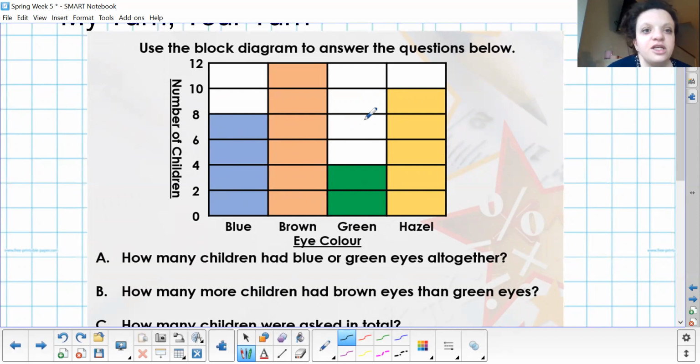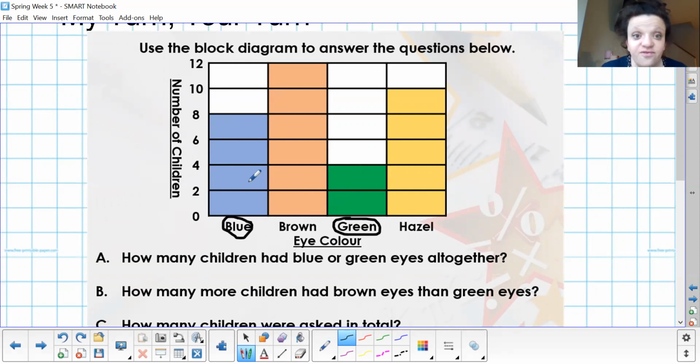Okay, well done. So our steps are going up in 2s. Okay, so we know that each of these blocks is a 2. Okay, it's not a 1, so it's not 4 blue eyes. They're going in 2s. So first question, how many children have blue eyes or green eyes all together? So we're looking at the blue eyes and we're looking at the green eyes and seeing how many that is all together. So you can count all the blue eye blocks and then count on the green, or we could do a number sentence. Pause the screen and have a go and see if you can work it out.